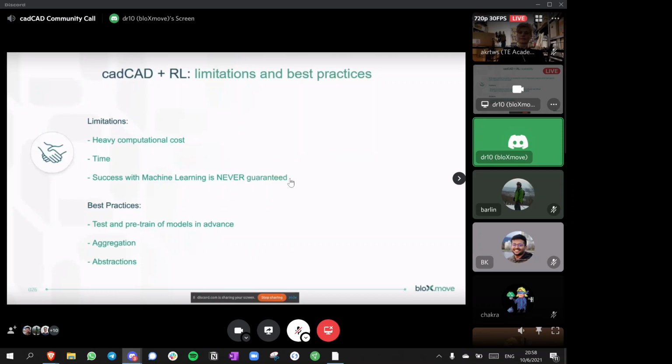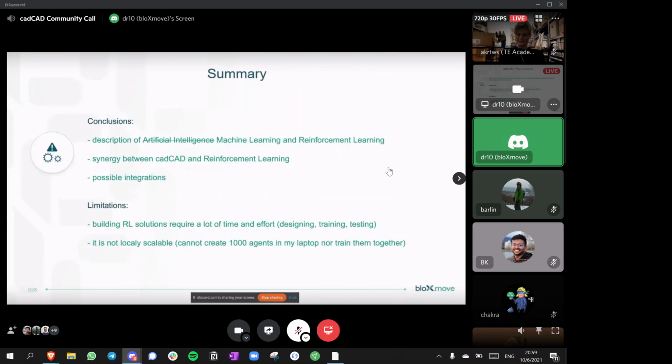And yeah, a final summary. I hope you did not fall asleep. A final summary of what we've done today. We've covered a little bit about artificial intelligence. I have explained the difference between artificial intelligence and machine learning, and especially reinforcement learning. I have explained why there is a synergy between cadCAD and reinforcement learning: cadCAD as an unlimited data generator, and reinforcement learning as an analysis and decision making tool. And we have discussed a little bit the architecture integration.